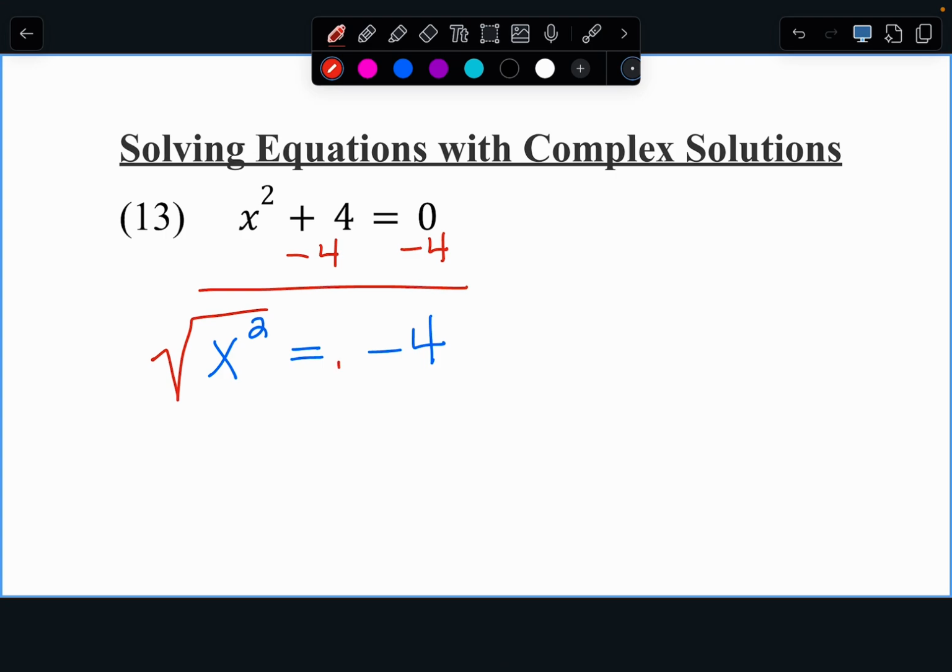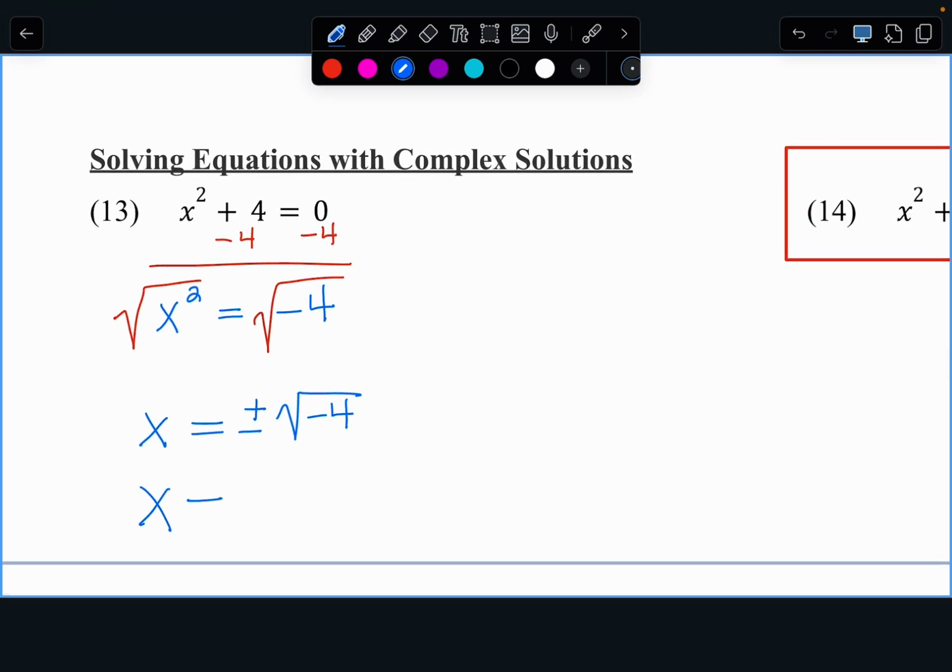Square root. But remember, when I take a square root of both sides to solve an equation, I need plus or minus. So x equals plus or minus the square root of negative 4. But we've dealt with something like this before. What type of answer is it going to be? Imaginary, because it's the square root of a negative. So x is equal to something i. What is the square root of 4? So x is equal to plus or minus 2i.